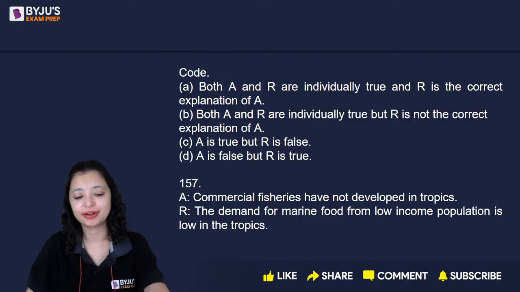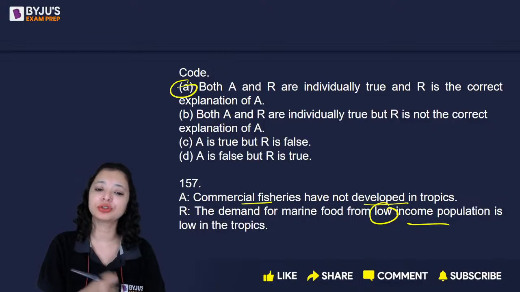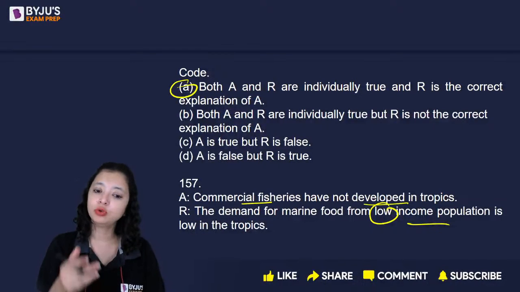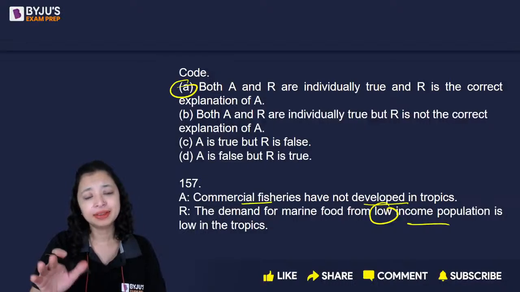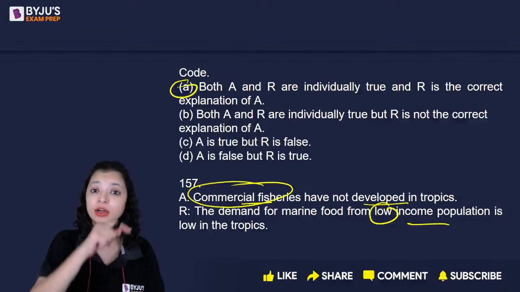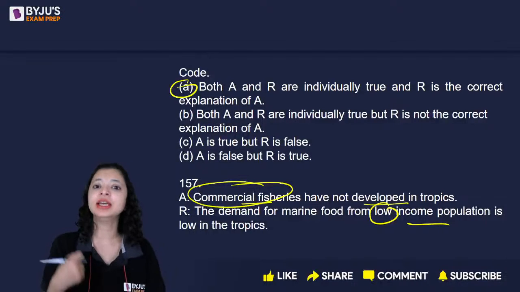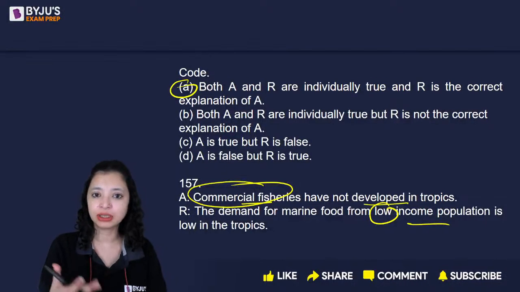The correct answer is B. There's a catch here. बिल्कुल B सही आंसर है, बट अगर लोगों ने A सोचा, let me explain this to you. Commercial fisheries नहीं डेवलप हुई ट्रॉपिक में, ओके. अब रीजन सिर्फ लो इनकम पॉपुलेशन तो नहीं होगा ना. लो इनकम पॉपुलेशन का डिमांड ऑफ मरीन फूड इन द ट्रॉपिक्स इज लो, but that does not mean the entire commercial fisheries will not develop. The entire set of commercial fisheries not developing could be reason of the entire population not consuming marine food, or the sustainability, or the difficulty involved in developing commercial fisheries.